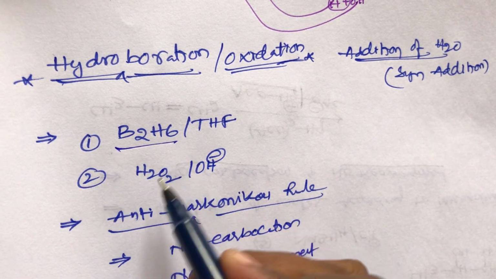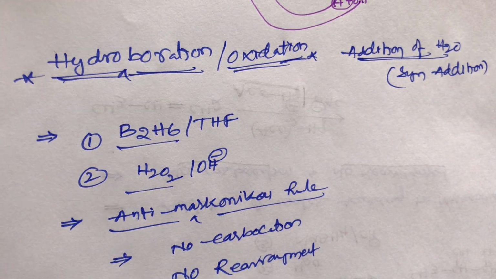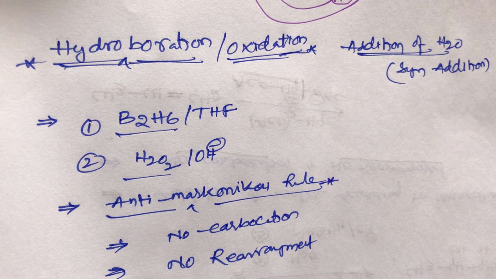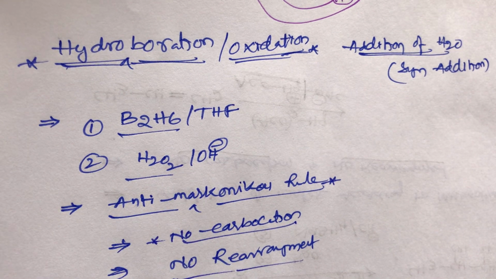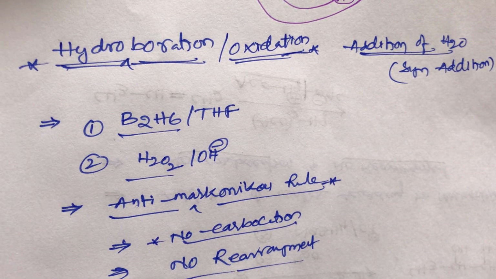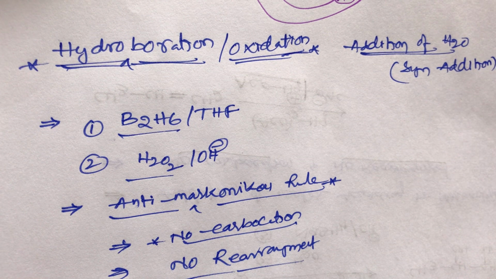Oxymercuration, demercuration, B2H6, it is also a 2-step reaction. The first step is B2H6 and tetrahydrofuran, and the second step is H2O2 in the presence of OH minus. It follows the anti-Markovnikov rule. And one more thing, here there is no formation of carbocation, there is no rearrangement in this hydroboration and oxidation. So according to the anti-Markovnikov rule, the negative part of the substance will attack the carbon which contains more number of hydrogen, and the positive species will attack the carbon which contains less number of hydrogen. This is the anti-Markovnikov rule, student.